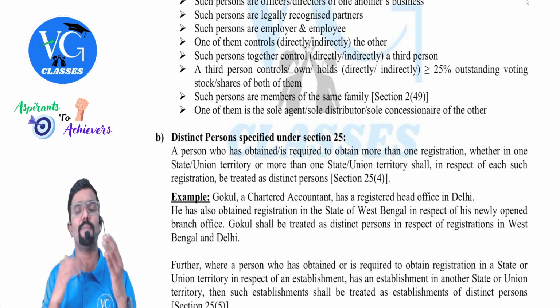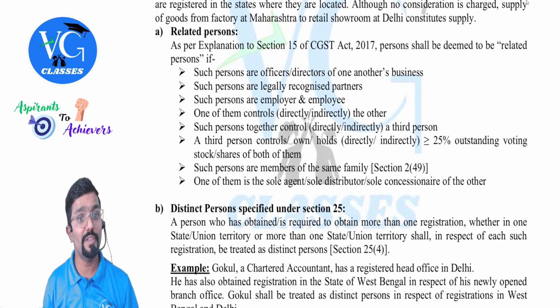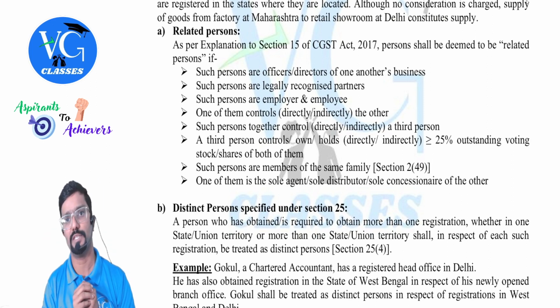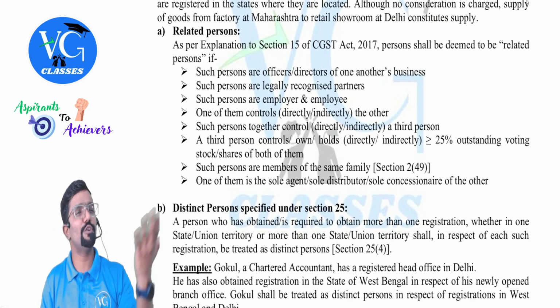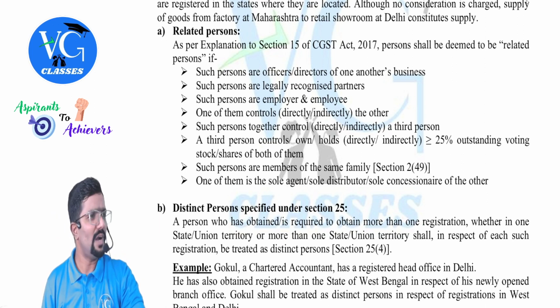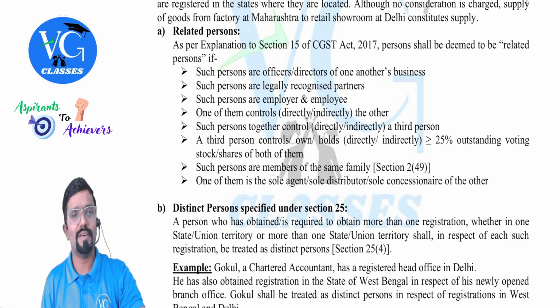So if there is any supply between these people, even without consideration, is it a supply? Yes, it is a supply, but it should be in the course or furtherance of business. Sir, I gave some gift to my relative, assume spouse, not in the course of business. Is it covered here? No. Sir, what if it is in the course of business? Then is it covered here?